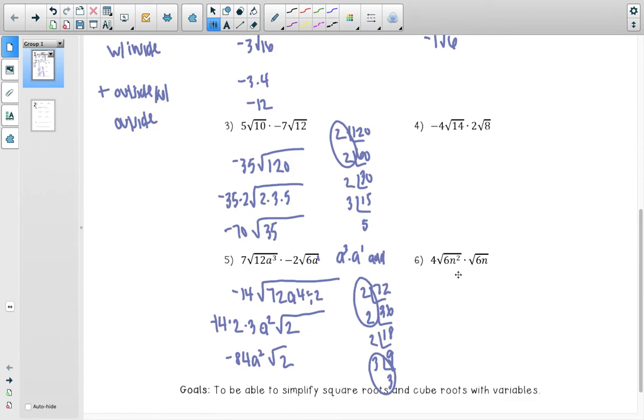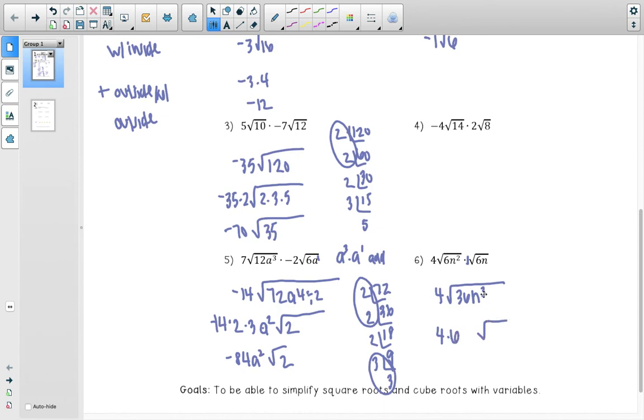All right, now that you unpause the video, let's go ahead and do this. 4 and 1 are what's on the outside, so we have 4. Square root of 6, or my bad. What's on the inside is what we're multiplying together. So we have 6 times 6, which is 36. And n squared and n is n cubed. So square root of 36 is 6, so that actually just comes right to the outside.